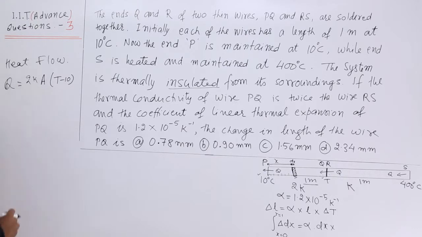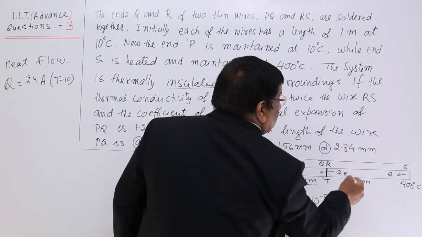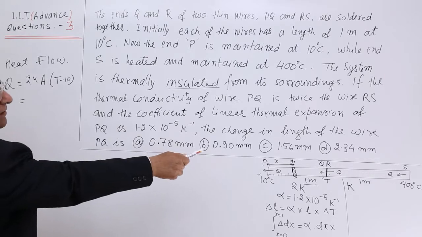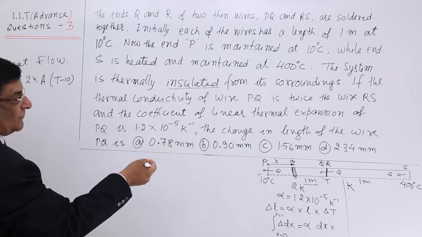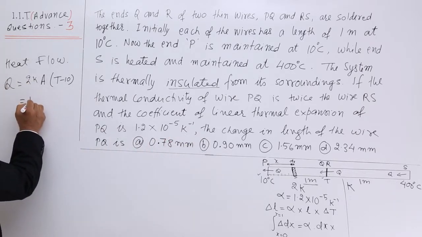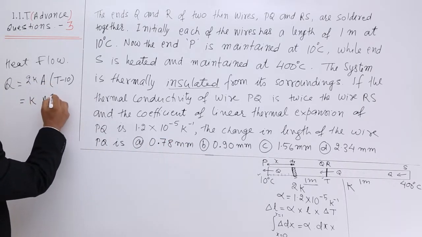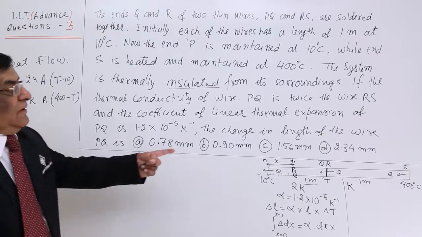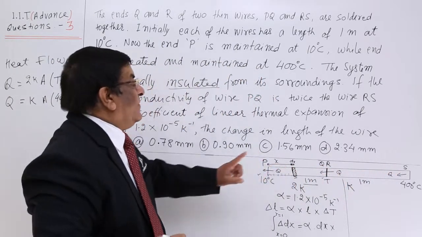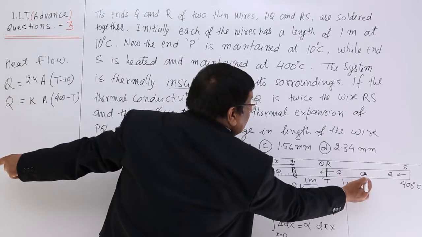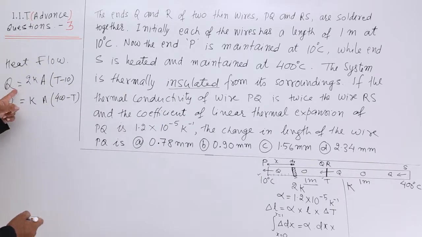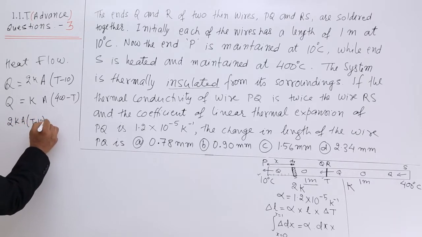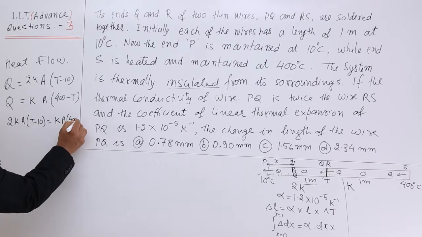The coefficient of heat transmission for this part is 2k. The same Q is flowing here. So if I make the formula for this, what will it be? The thermal coefficient for transmission of heat for that part is 1k. The area of cross section is the same, but the temperature difference is 400 minus T. But we know according to continuity that this heat should be the same. So whether we catch Q here or here, it should be the same. These two are the same. So we get the formula 2kA(T minus 10) is equal to kA(400 minus T).